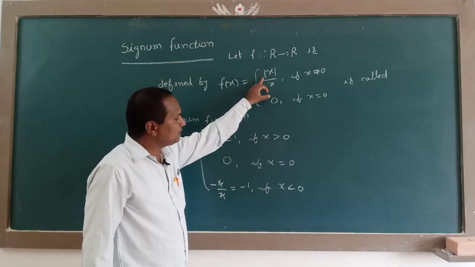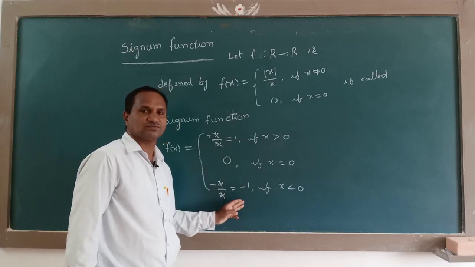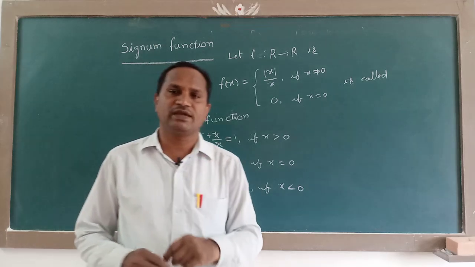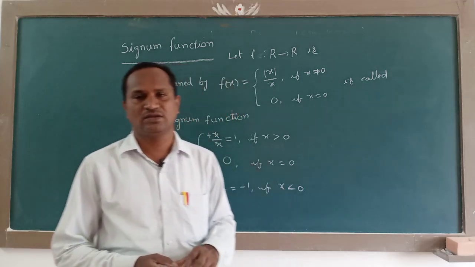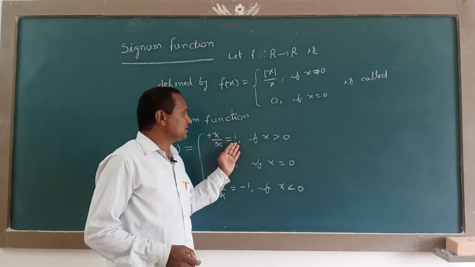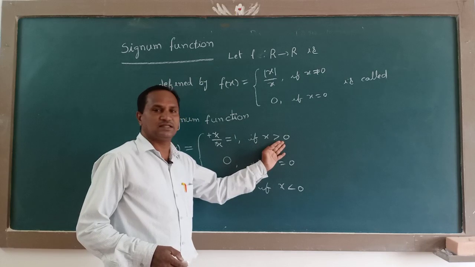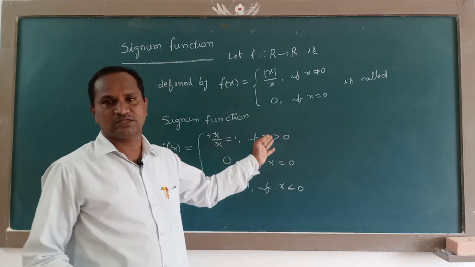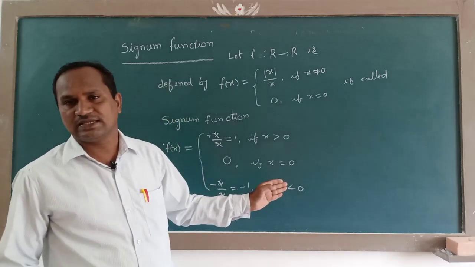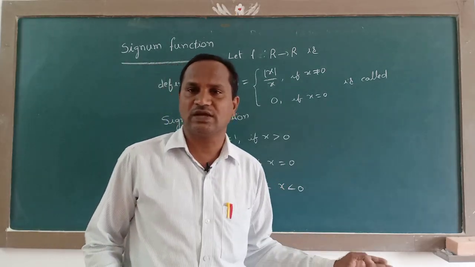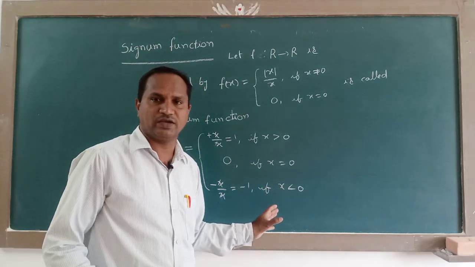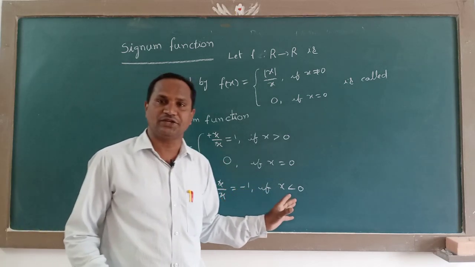With the help of this modulus we are getting these values. Removing the modulus gives us two meanings, that is plus or minus. One is plus x by x, another one is minus x by x. Plus 1 is the function value for all x greater than 0. X greater than 0 means positive values. Minus 1 is the function value for all x less than 0. Less than 0 means it is the function value for all negative real numbers. Based on this, now we are going to give the diagrammatic representation.